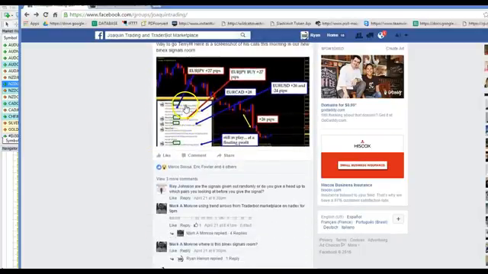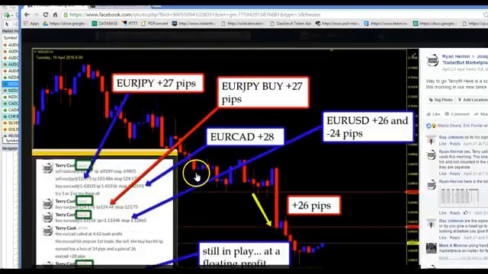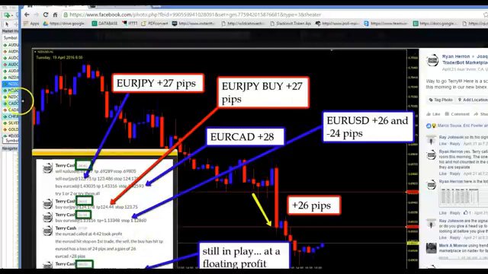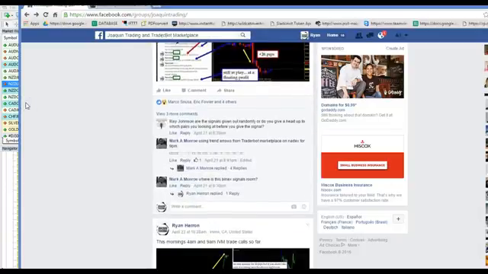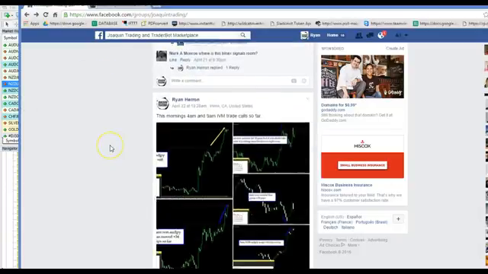Here are some results from a few days ago. 27 pips, 27 pips, 28 pips, 26 pips, 26 pips. This one's still in play at a floating profit. Let's go check that out, see what that was. I can't see it. How do I scroll the thing down? I don't know what it was, but you know.